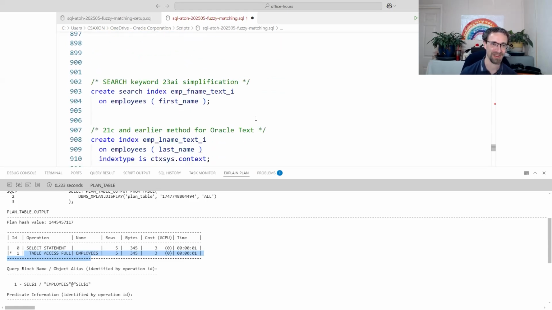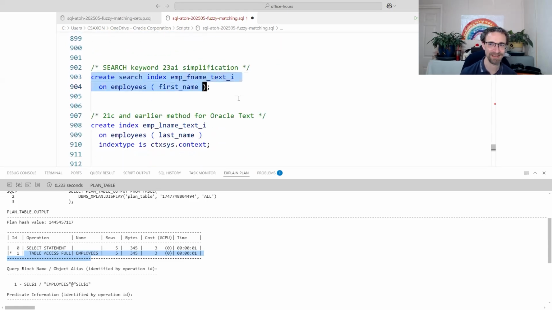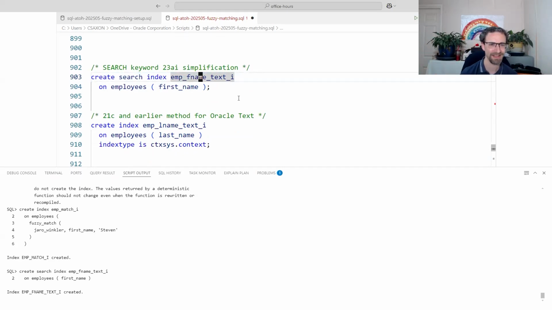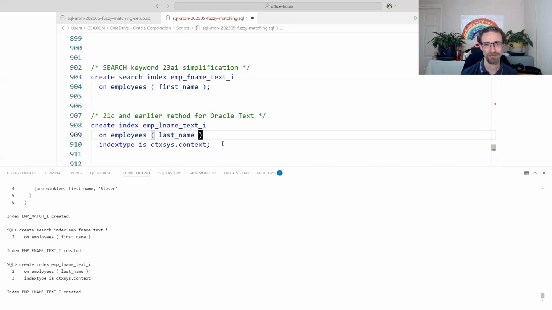So what about Oracle Text? Let's come back to that. This will allow us to index anything, right? So you say these two do the same things, just first name versus last name, and this is the 23ai syntax for that.